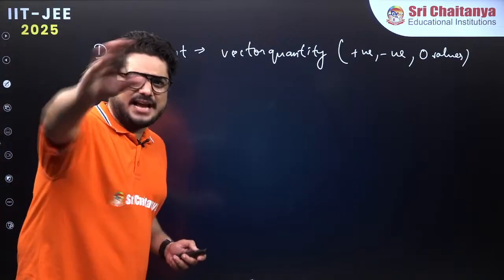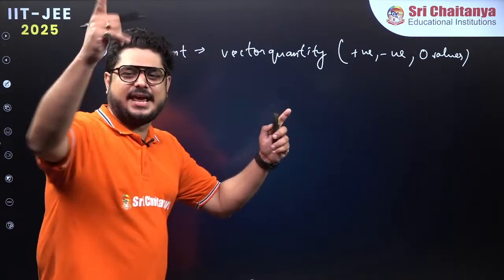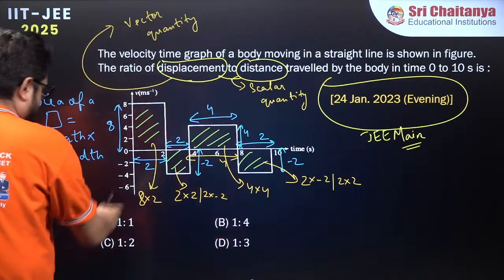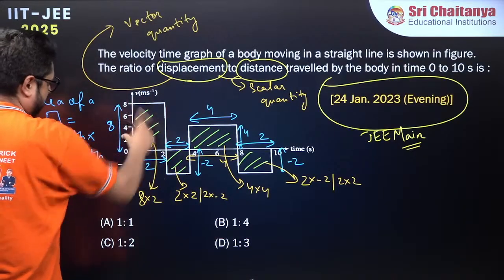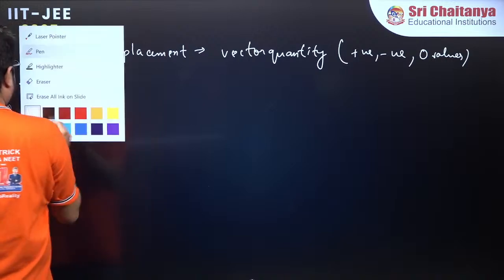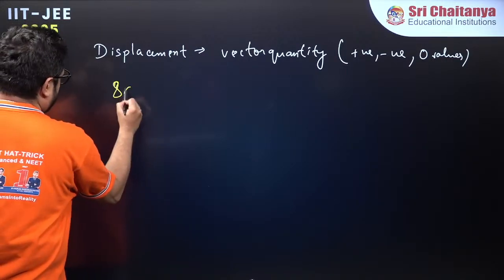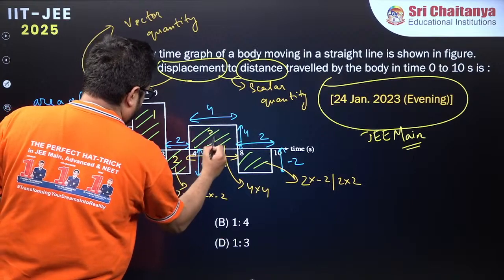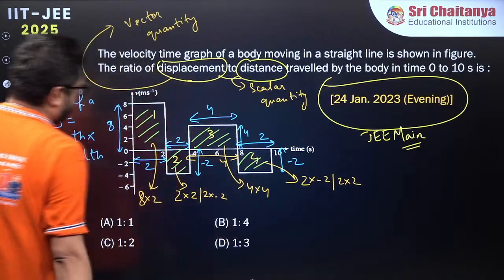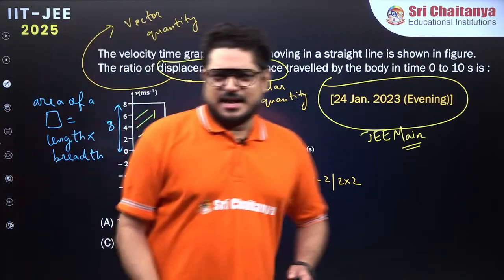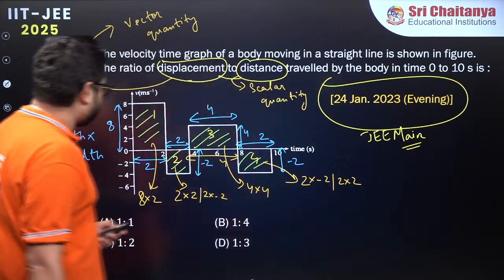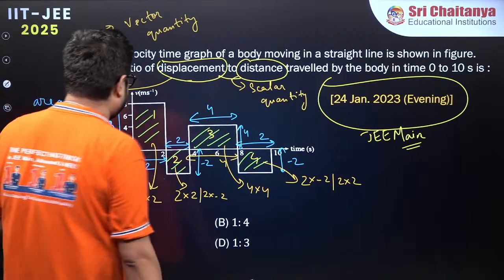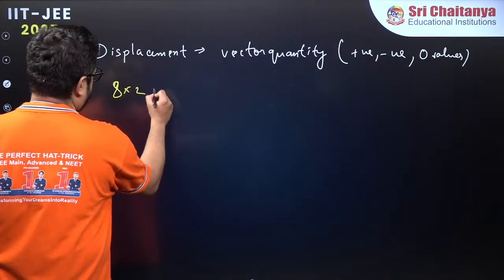Now let's try to do it. First of all, let's calculate displacement. Are you ready for the calculation of displacement? So let's get started. Look at the first one, 8 into 2, isn't it? So I will write it down as 8 into 2 for this. Let's say rectangle number 1, rectangle number 2, rectangle number 3, rectangle number 4. For rectangle number 1, the length is 2 seconds, and 8 meters per second is the width. So it's going to be 8 into 2.